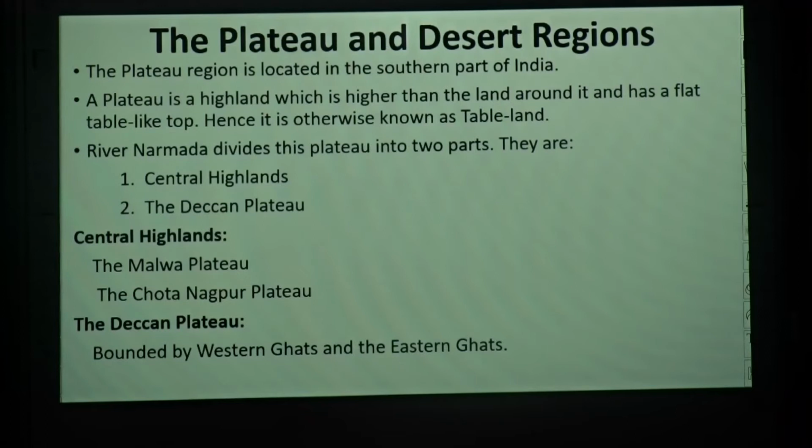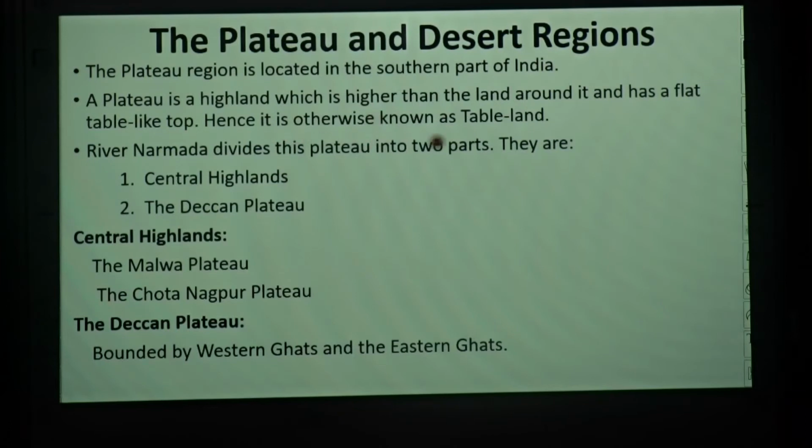The next one we are moving to the 5th chapter, the Plateau and Desert region. A plateau region is located in the southern part of India, at the bottom of India. A plateau is a highland which is higher than the land around it and has a flat table-like top. Hence it is otherwise known as the tableland. It is not like a mountain, but it is a highland which has a flat top.